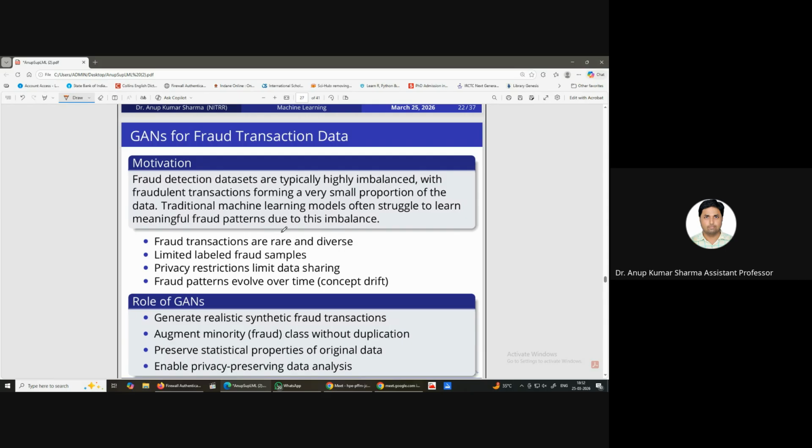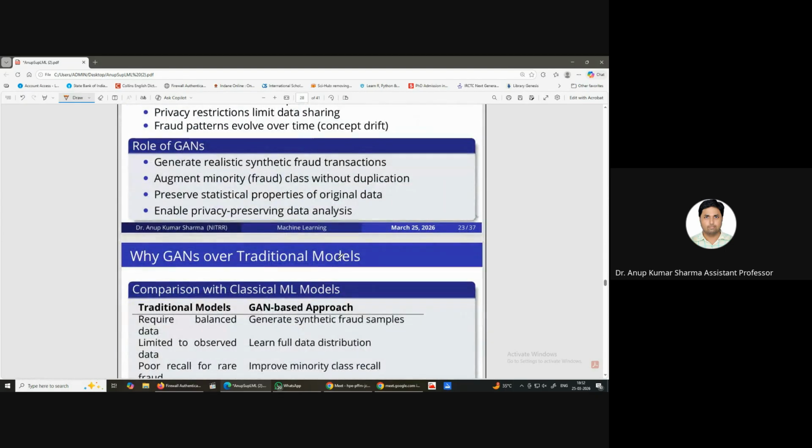The motivation is that fraud detection data is typically highly imbalanced, with fraudulent transactions forming a very small proportion of the data. Machine learning models often struggle to learn meaningful fraud patterns due to this imbalance. Due to this imbalance, accuracy comes out high, but that is not realistic in real life. So to get an accurate estimate instead of the overestimate, we use this GAN.